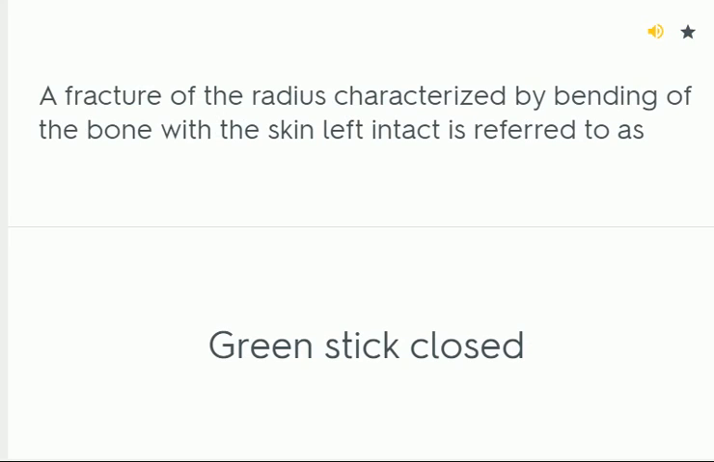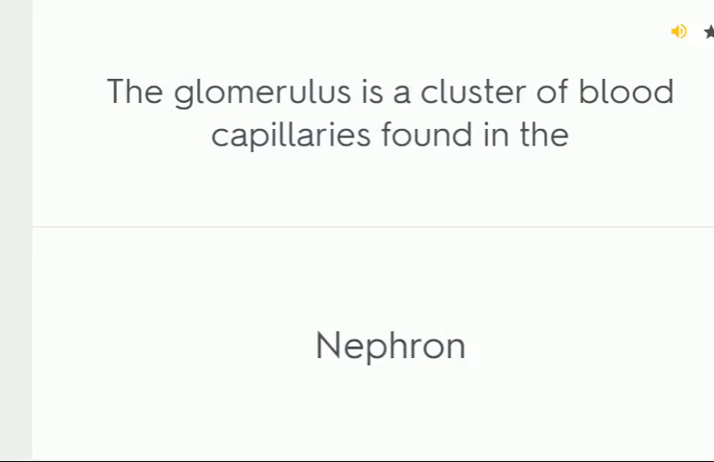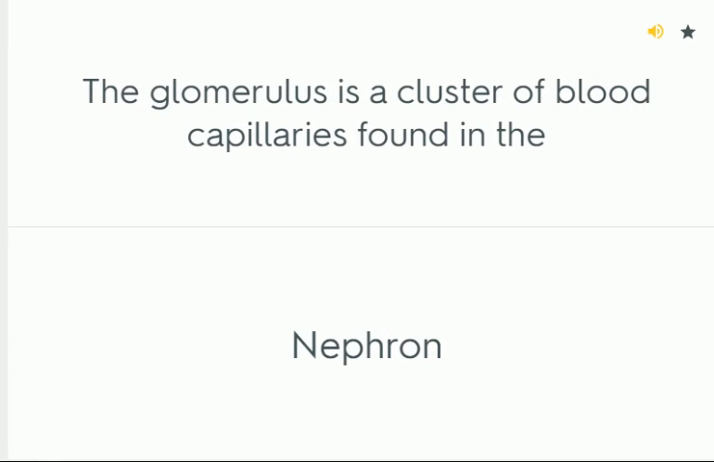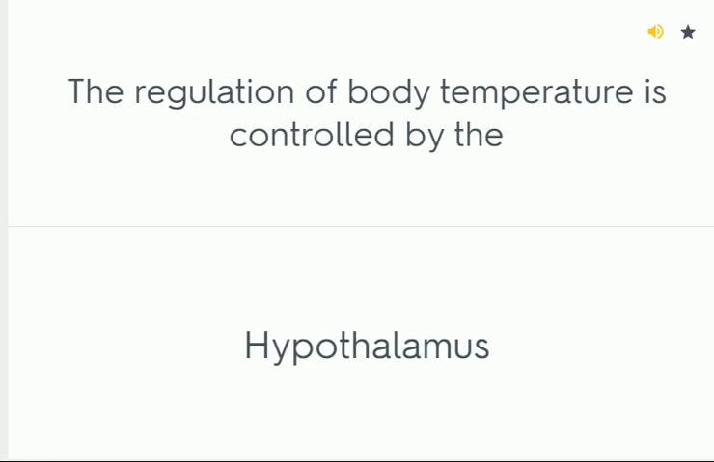A fracture of the radius characterized by bending of the bone with the skin left intact is referred to as green stick closed. Spermatozoa normally fertilize the female ovum in the fallopian tube. The glomerulus is a cluster of blood capillaries found in the nephron. The disorder characterized by uncontrollable episodes of falling asleep is narcolepsy. The regulation of body temperature is controlled by the hypothalamus.